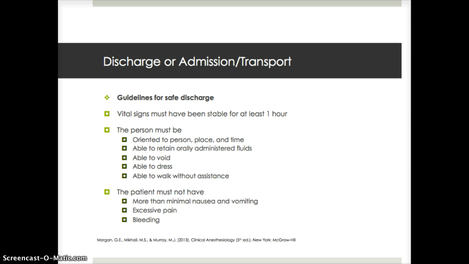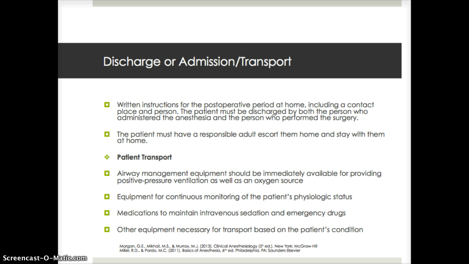Vital signs must have been stable for at least 1 hour. The person must be oriented to person, place, and time, able to retain orally administered fluids, able to void, able to dress, able to walk without assistance. The patient must not have more than minimal nausea and vomiting, excessive pain and bleeding. Written instructions for the post-operative period at home, including a contact place and person. The patient must have a responsible adult escort them home and stay with them at home.